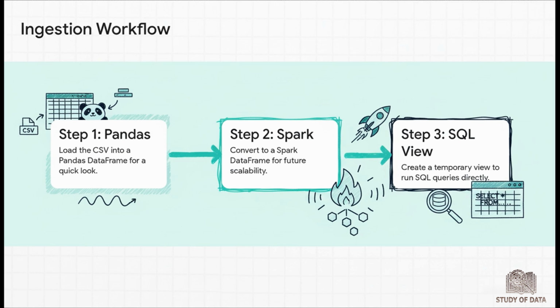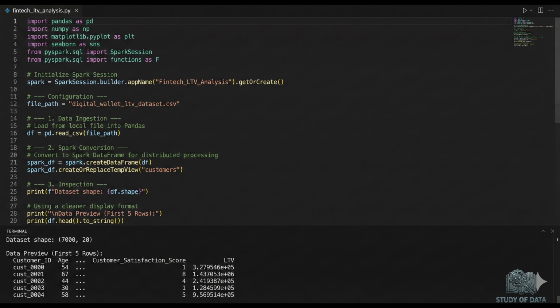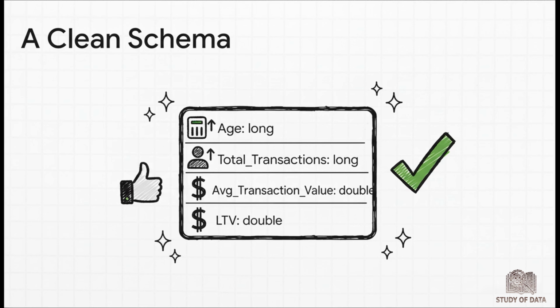So what are we actually working with here? Our data set has about 7,000 customers. It's a manageable size, sure, but it's the perfect playground to build and test our scalable approach. And a quick peek at the schema tells us we're in fantastic shape. The data types are exactly what we need. Long integers for things like age and transaction counts, and doubles for all the money values. And there it is, our target variable, LTV, ready and waiting for us.